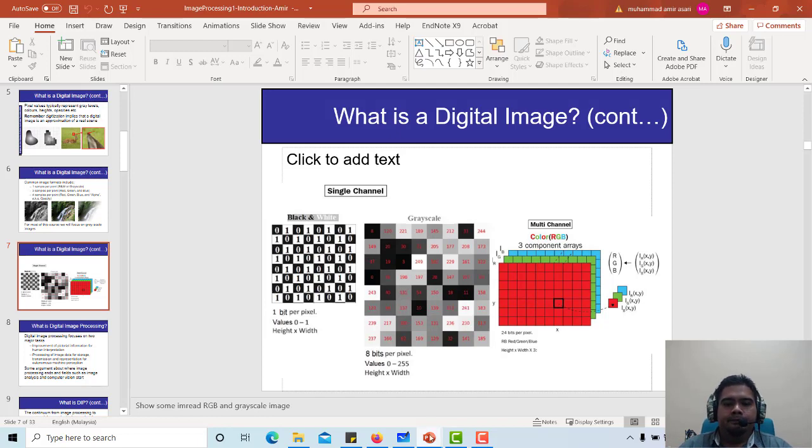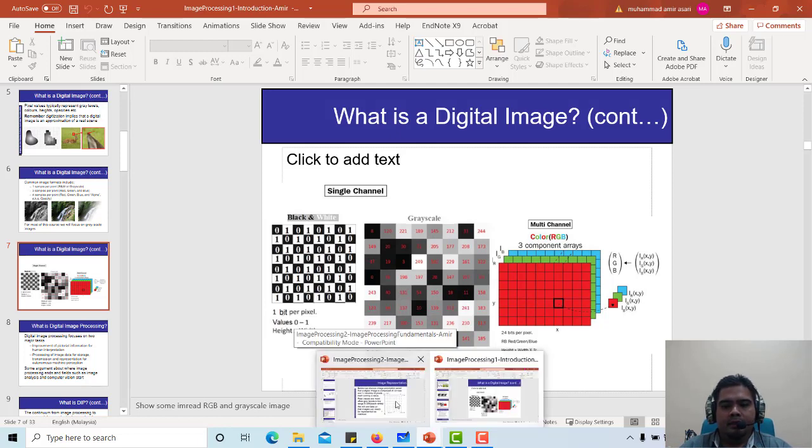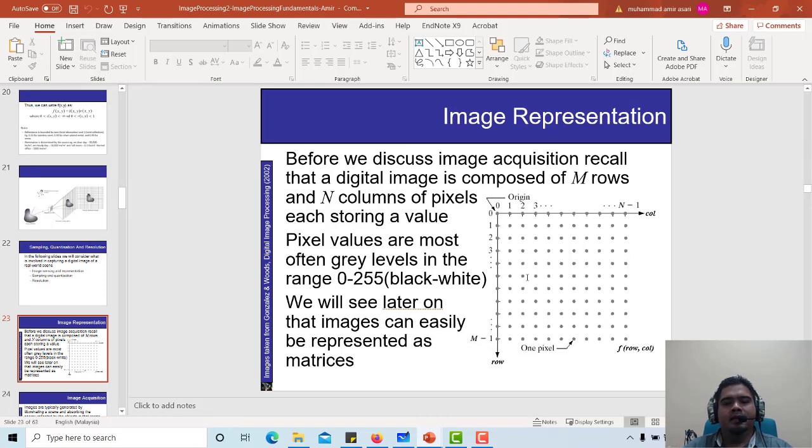Okay, back to our current slide. One way to represent a digital image is as a matrix. It can have columns and rows, and inside the rows and columns you have numbers, like your matrix. The position of each element in the matrix represents the pixel, while the numbers represent the color or the intensity of the image.